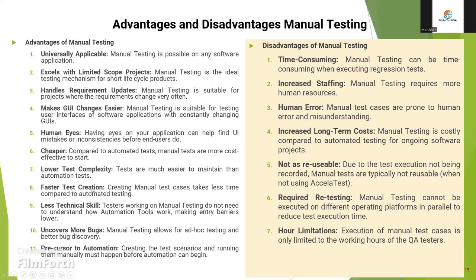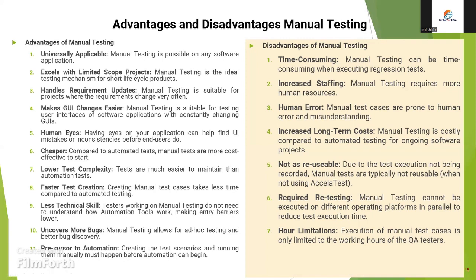Faster test creation: creating the test is faster because you don't need to write a script. You can write the steps for how you're testing based on your product. And less technical skill is needed; manual testing doesn't need as much skill as automation does. And you uncover more bugs. Manually, you can uncover more bugs than automation, because automation only uncovers the bugs based on the test script you've written, but manually you can do more. And it's a precursor of automation: creating the test scenarios and running them manually must happen before automation can begin. So before you begin automation, you need to manually verify requirements, test cases and test scenarios.